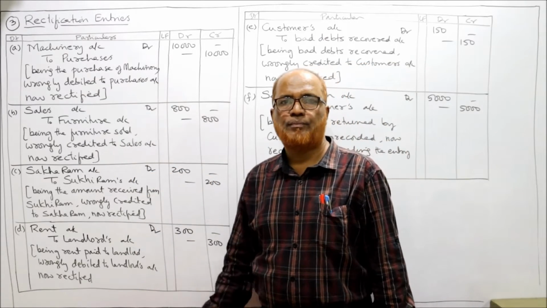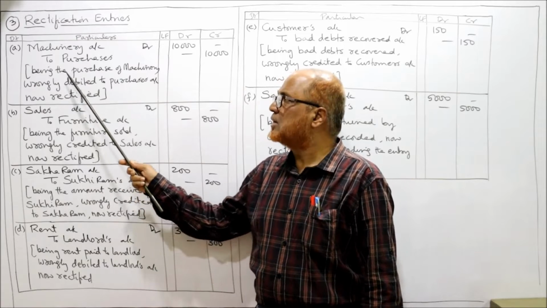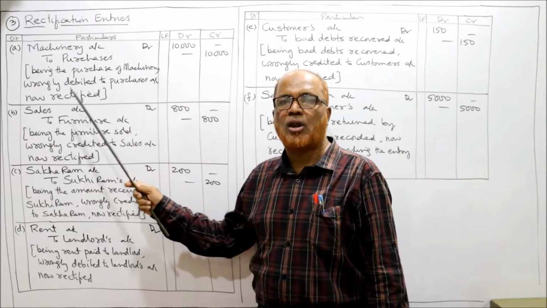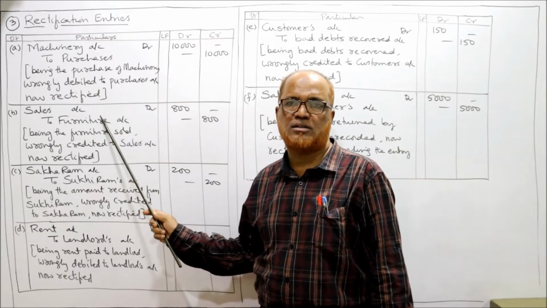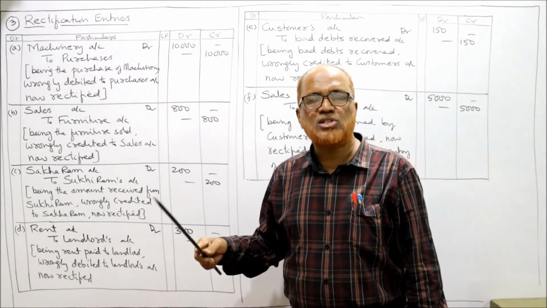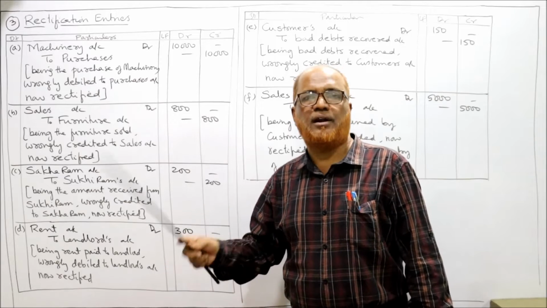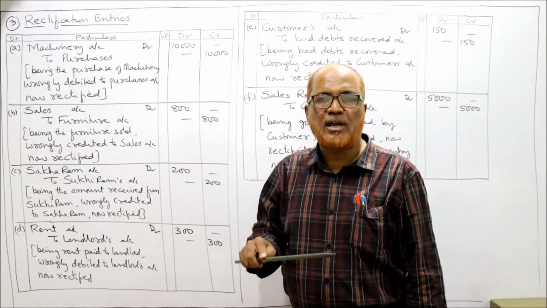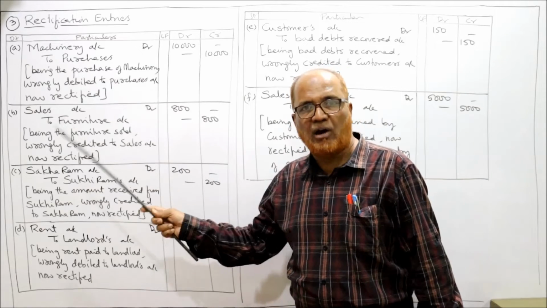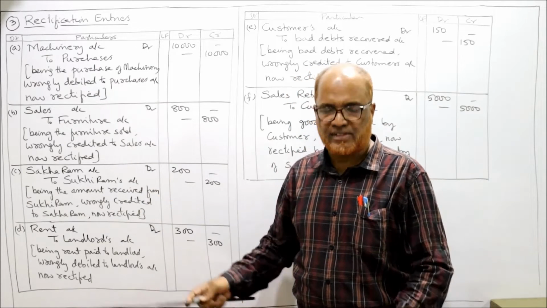Now rectified. Narration you have to give like this: being the purchase of machinery wrongly debited to purchases account, now rectified. So the account which is wrongly debited should be credited. Purchases account was wrongly debited, now we credit. Machinery account was not debited, now we debit. That's all. This is the first one.